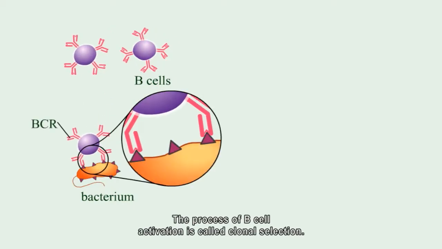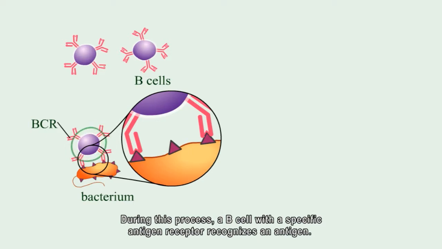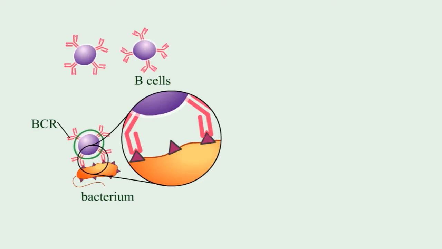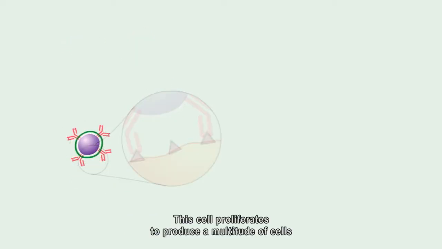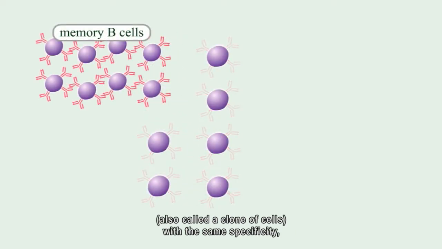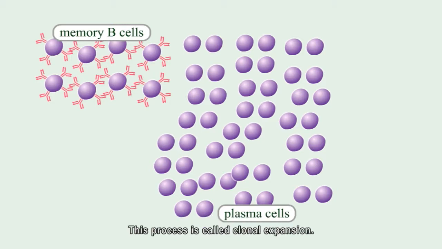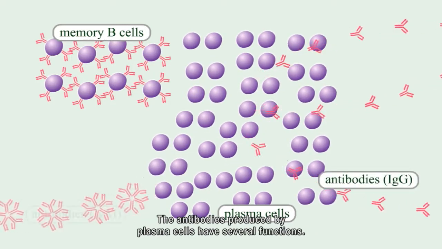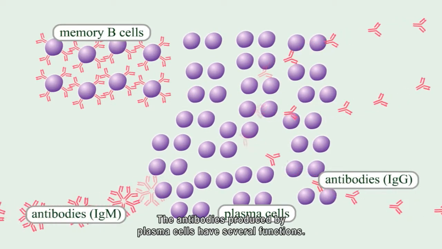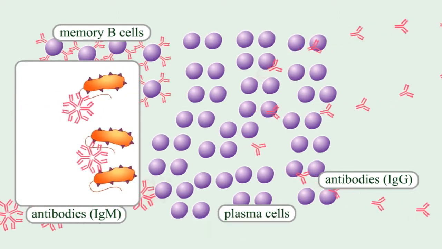The process of B-cell activation is called clonal selection. During this response, a B-cell with a specific antigen receptor recognizes an antigen. This cell proliferates to produce a multitude of cells, also called a clone of cells, with the same specificity, which differentiate into memory B cells and plasma cells. This process is called clonal expansion. The antibodies produced by the plasma cells bind to antigens to produce the humoral response.